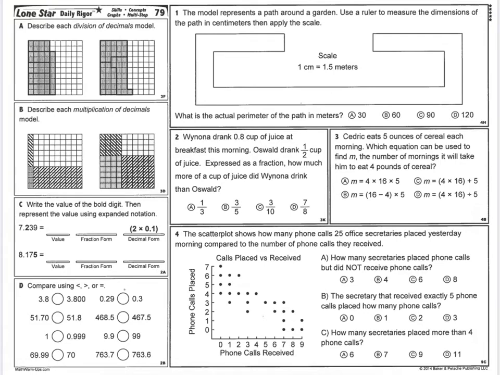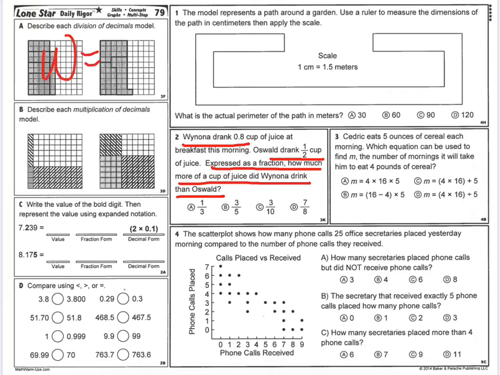Winona drank 8/10 cups of juice at breakfast this morning. Oswald drank a half a cup of juice. Expressed as a fraction, how much more of a cup of juice did Winona drink than Oswald? All right, so here's what they want. Expressed as a fraction, how much more juice did Winona drink than Oswald? All right, so we know Winona drank 8/10 of a cup and Oswald half a cup.